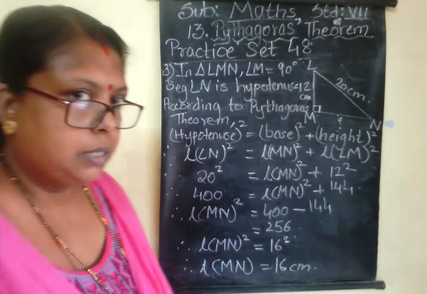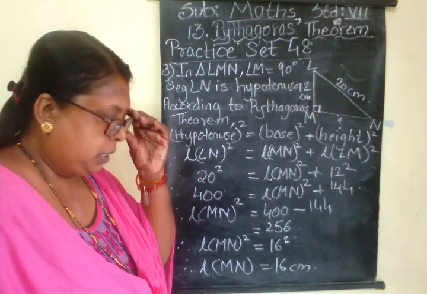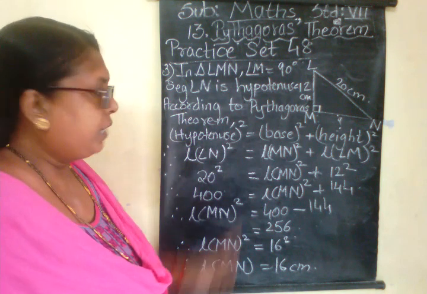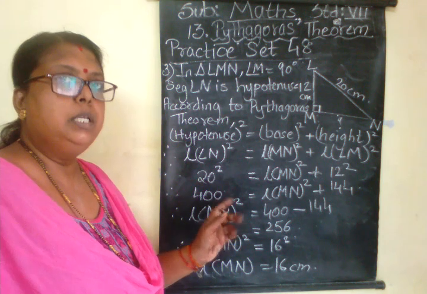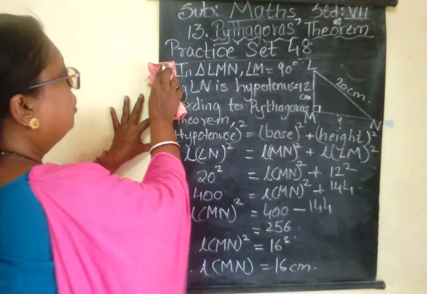Okay. So the last sum, that is the fourth sum, I will do now. I think you have taken down the sum. Here only subtraction you have to do, because here hypotenuse is known. So let us move on for the fourth sum.